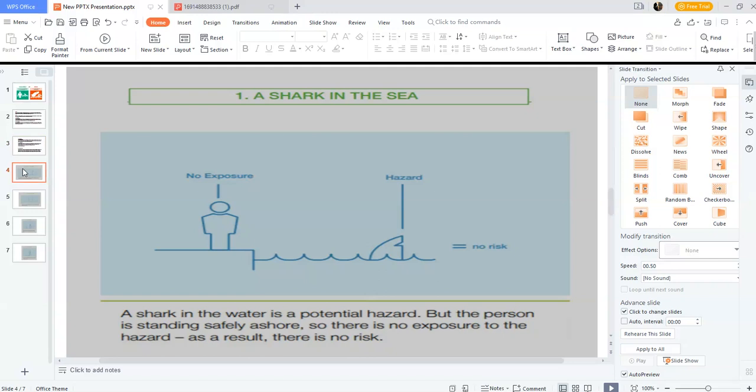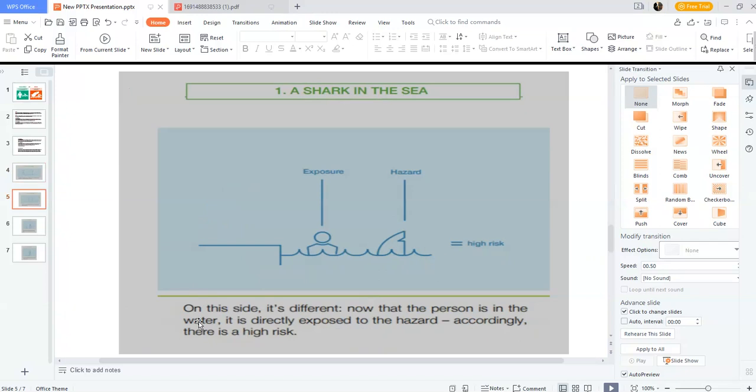So here we see the picture. A shark in the sea is a hazard, and there is no exposure. A shark in the water is a potential hazard, but the person is standing safely ashore, so there is no exposure to the hazard, and as a result there is no risk. On this side it is different, because now this person is in the water and is directly exposed to the hazard. So exposed to the hazard, accordingly there is high risk.